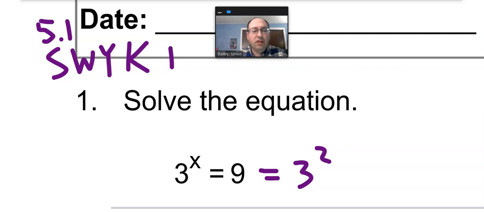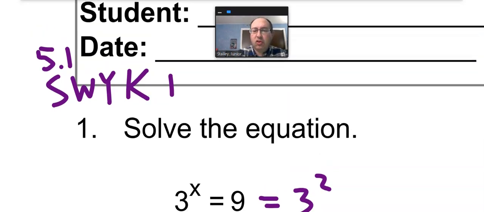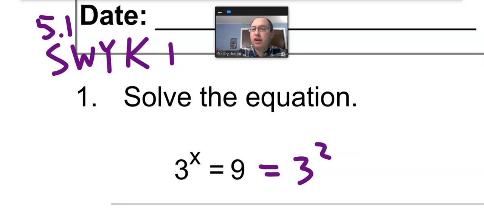All right, we're in week 5, instruction set 1, Swyk 1. Now, eventually, we're going to be talking about something called logarithms. Who can't spell that out?